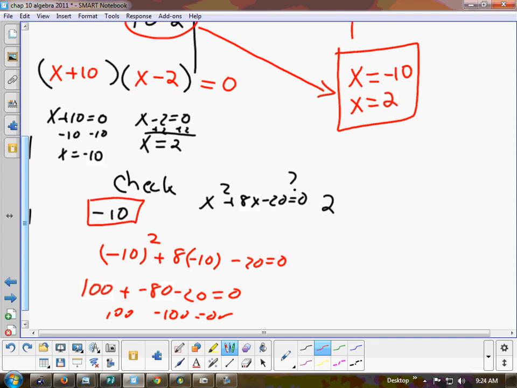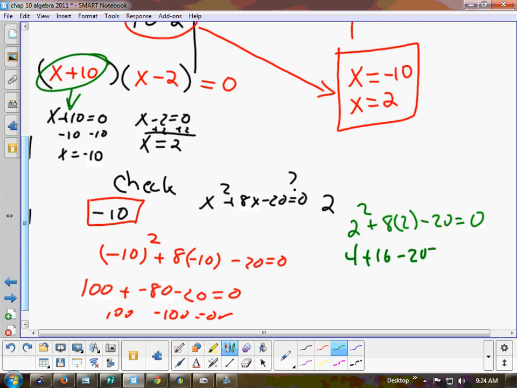Yes, Max. It says x negative 10 equals 0. When you add instead of subtract right there? Here, yeah. It's x plus 10. Oh, maybe do. X plus 10. Here, we're going to put in the 2. 2 squared plus 8 times 2 minus 20 equals 0 is 4 plus 16 minus 20 equal to 0. And I can see the check's going to work there because I can add that in my head.